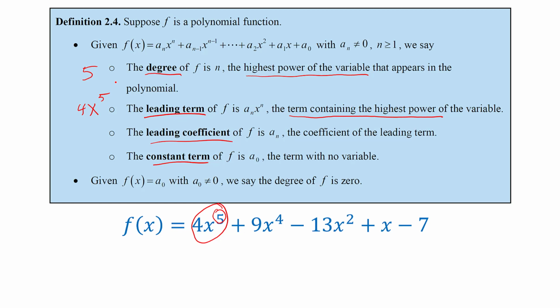Then the leading coefficient is the coefficient of the leading term. Here we can see that would be 4. And finally, the constant term is the term with no variable. So at the end here we have minus 7, which would be plus a negative 7. So the constant term here is negative 7.